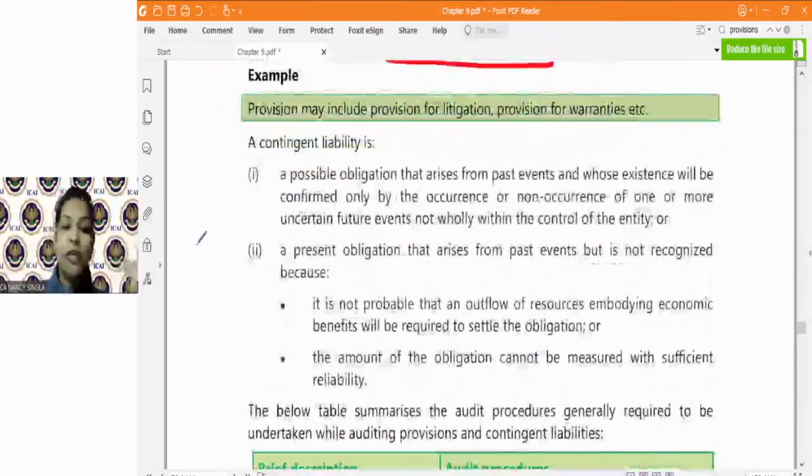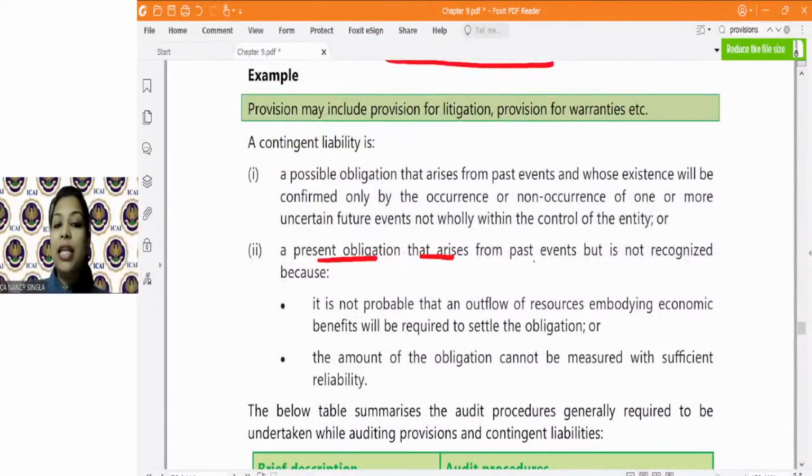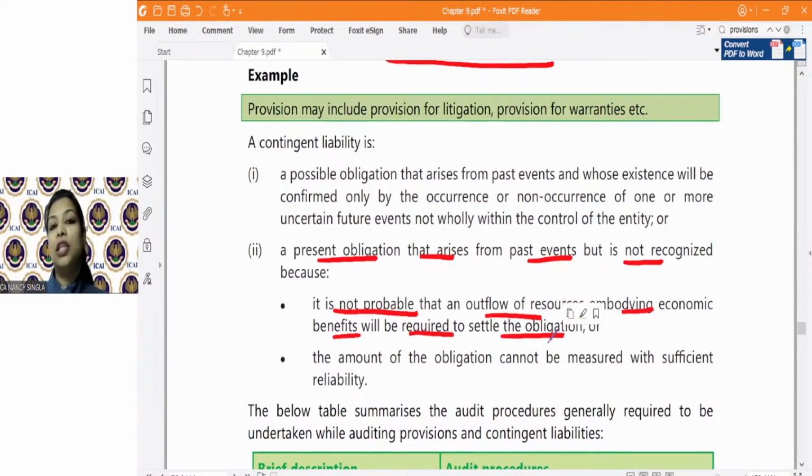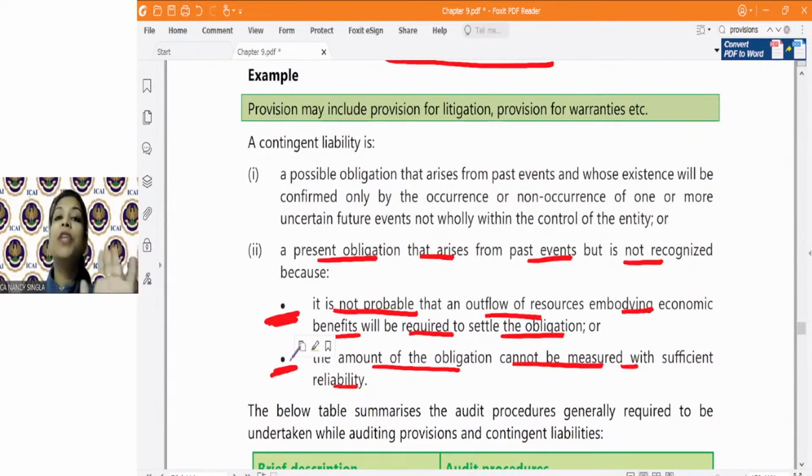So let us have a look at it. A present obligation that arises from the past event, but it is not recognized as a provision. Why? Because it is not probable that the outflow of resources embodying economic benefits will be required to settle the obligation, or the amount of obligation cannot be measured with sufficient reliability. तो या second या third में से कोई clause meet नहीं होता, या दोनों ही meet नहीं होता, then it will be shown as what? Your contingent liability. Clear? ठीक है.